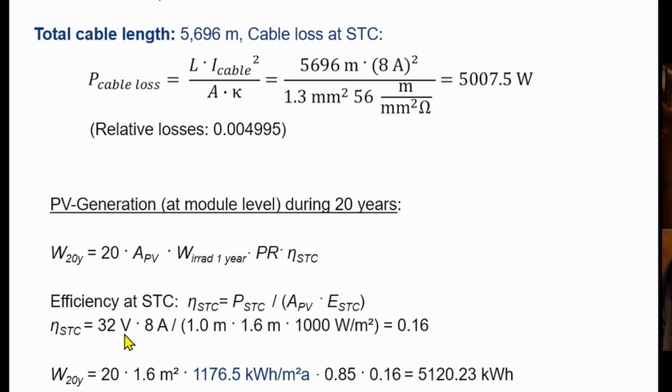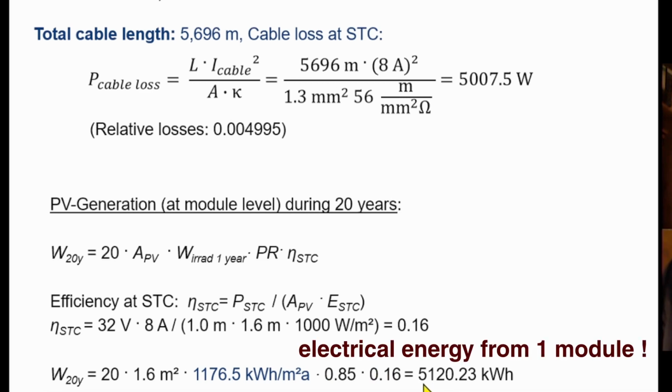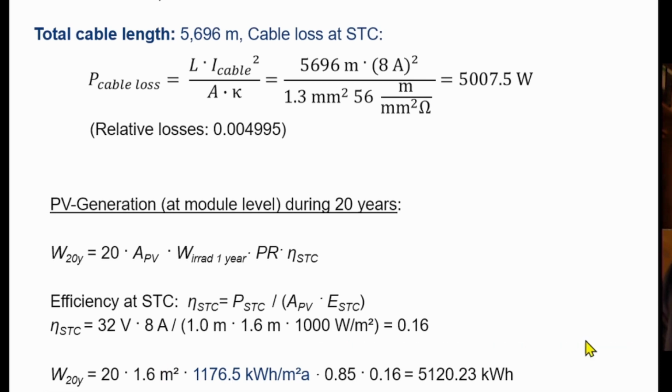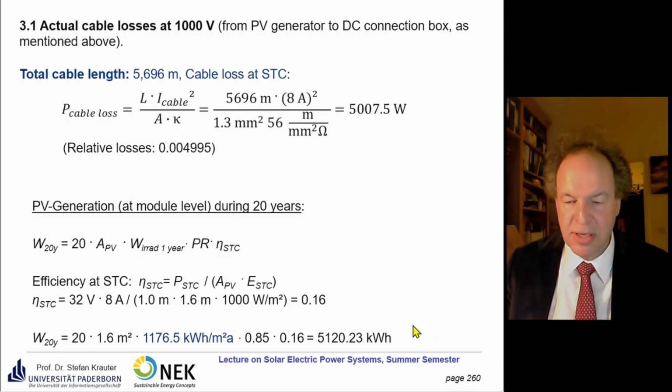So the power is 32 times 8 amps. The area is 1.6 square meters, and the irradiance under standard test conditions is 1000 watt per square meter. So altogether we have an efficiency of 16%. The photovoltaic energy during 20 years is 20 times 1.6 square meters times the irradiance value during 1 year times the performance ratio and the conversion efficiency. Altogether we get 5,120.23 kilowatt hours. This is not of this generator, but of one single module with an area of 1.6 square meters, during 20 years.